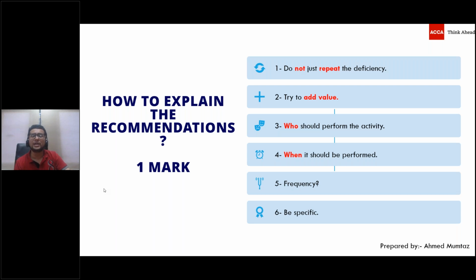Now, a poor recommendation would be the purchase orders should be sequentially numbered. That's a poor answer. A good answer would be all the purchase orders should be sequentially pre-numbered, and on a weekly or at least on a monthly basis, a sequential review should be performed by a senior member of the purchasing department just to make sure there are no orders which are unfulfilled. So you have to add a little value. You can't just rewrite the deficiency. Is this clear?